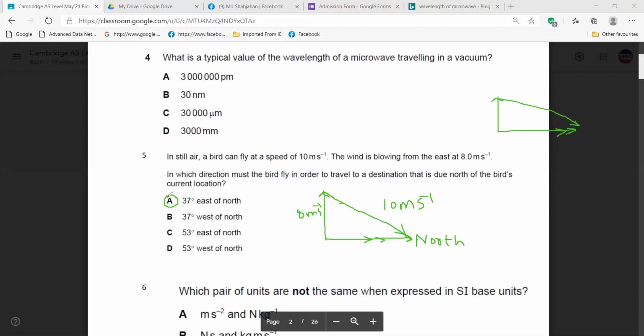So you are taking A, right? Are you drawing the diagram? Okay, draw it.